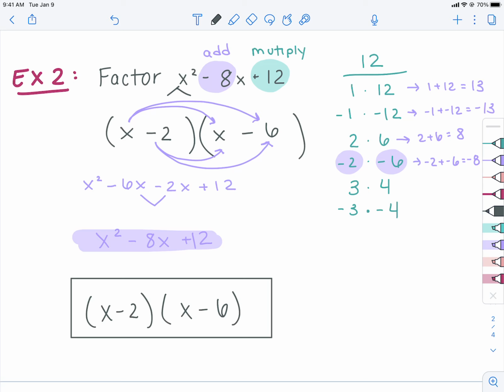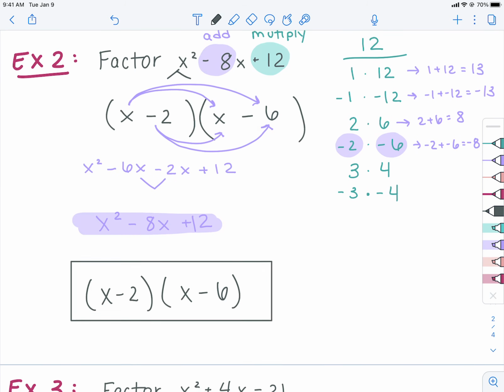We're always first looking for factors that multiply together to get our last number. Once we've got all our factors, then we're checking to see which set of factors add together to give us our middle number. And then we just break up our two parentheses using those two factors that we've picked out. So let's try another one.